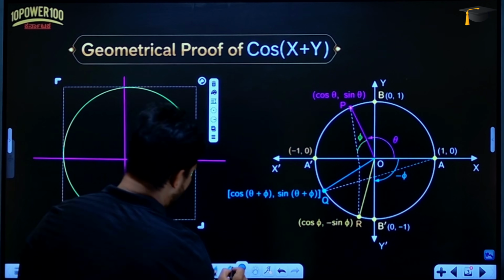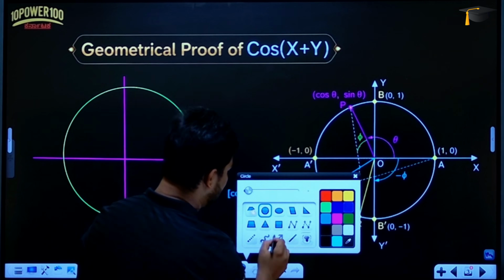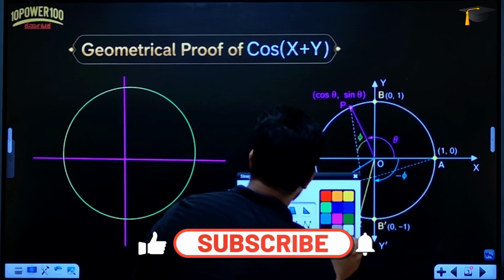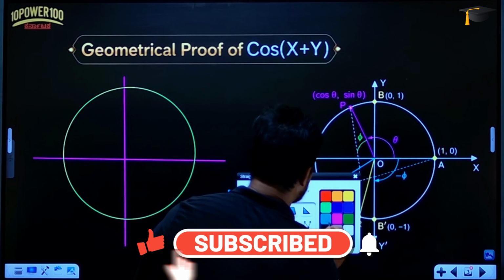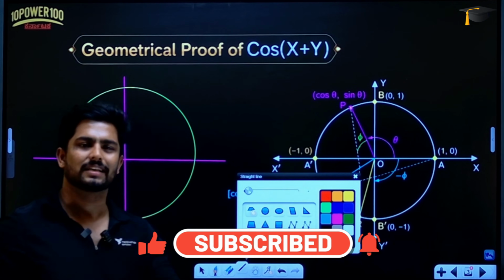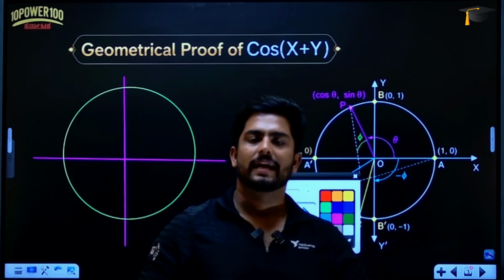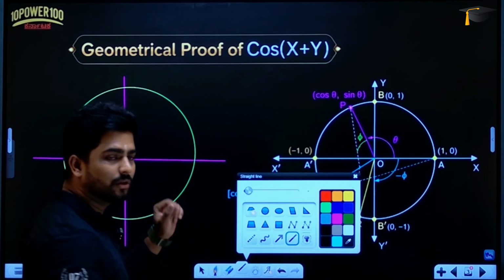Now in this concept, I'm considering a unit circle. Okay, so what is the meaning of unit circle? The circle has a radius of one unit. It can be a centimeter, meter, whatever, but it is a unit circle. So the radius is always one unit.